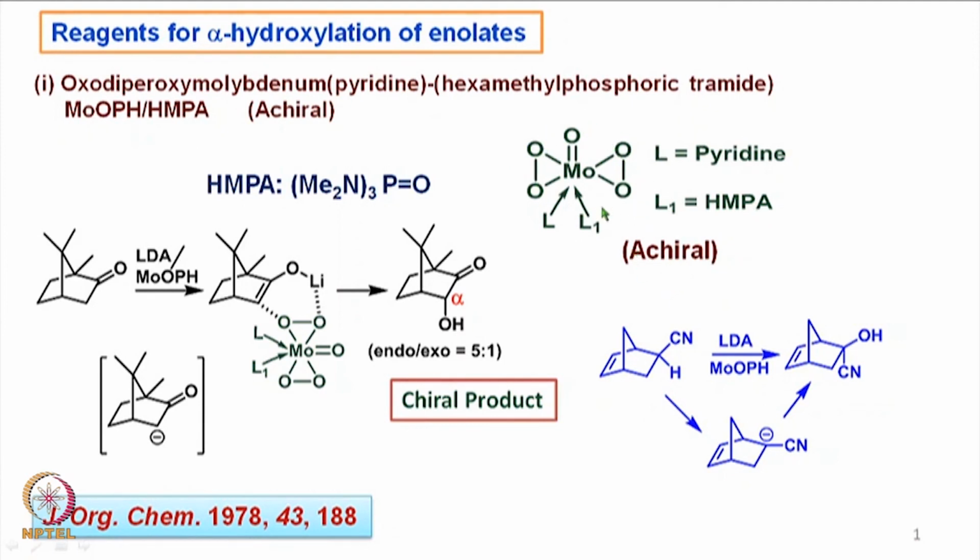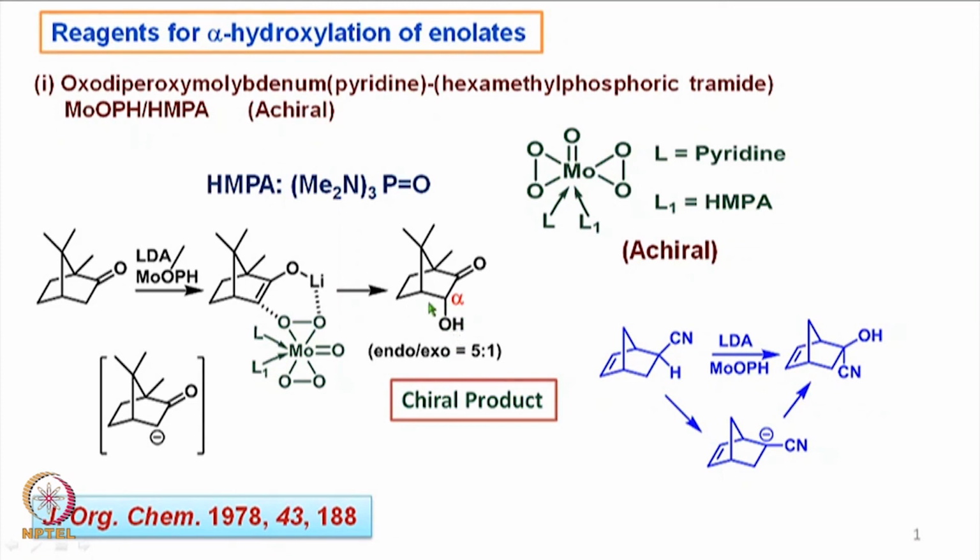Now, this acts as an oxidizing agent, and if we react a chiral molecule like this, which is camphor, with a base like LDA and this MOOPH, this is what the reagent is, then under basic conditions like LDA, it would deprotonate the proton alpha to the carbonyl group, leading to this particular anion, which will exist as an enolate, and then there will be a nucleophilic reaction of this enolate from this carbon to the oxygen of this particular complex, to form this alpha hydroxylation.